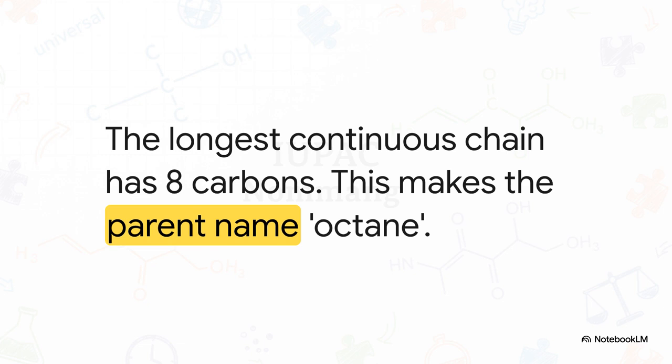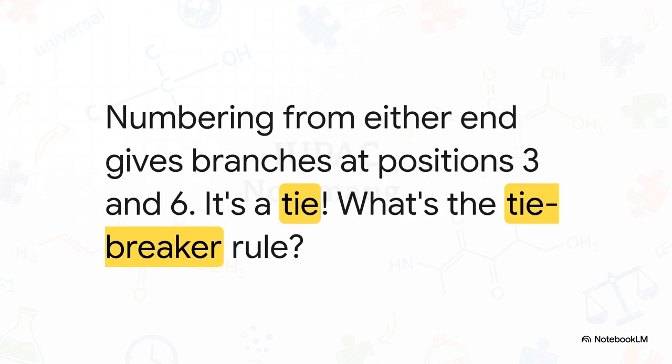So that gives us our parent name, octane. Easy enough. Now for step 2, we have to number that 8-carbon chain. And the rule is you always start from the end that gives the branches, those little parts sticking off the main chain, the lowest possible address numbers.